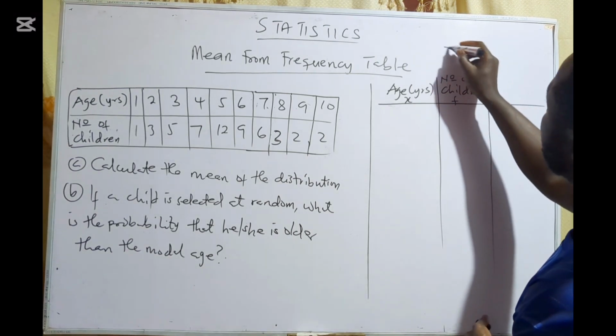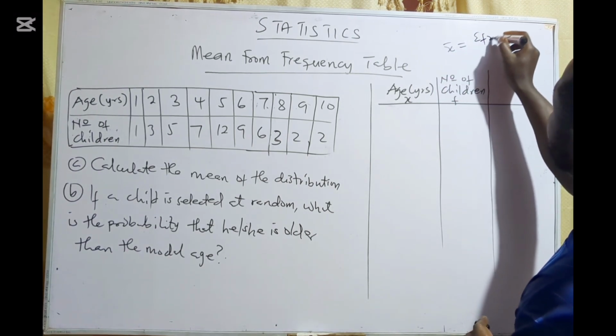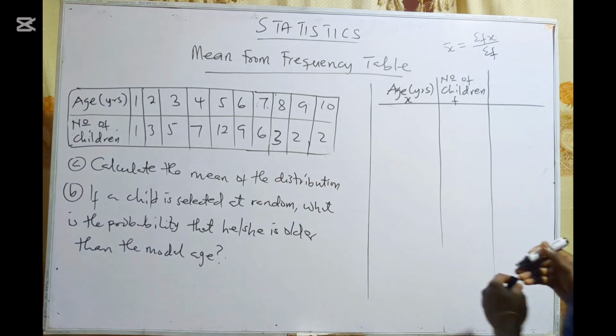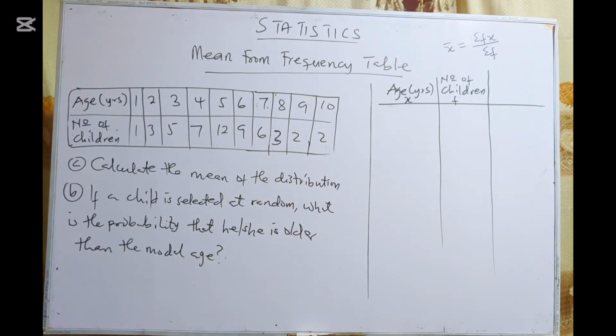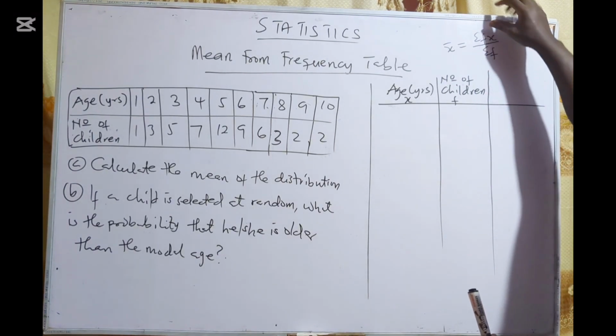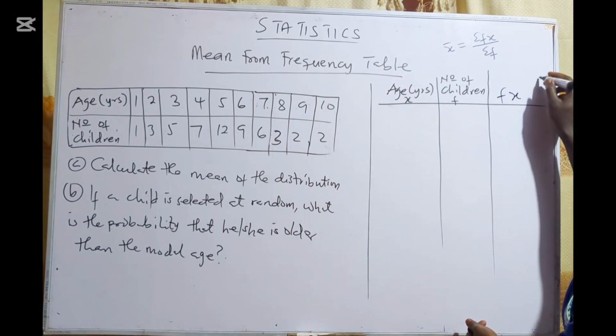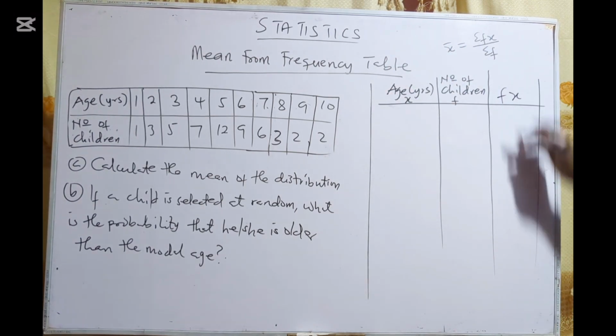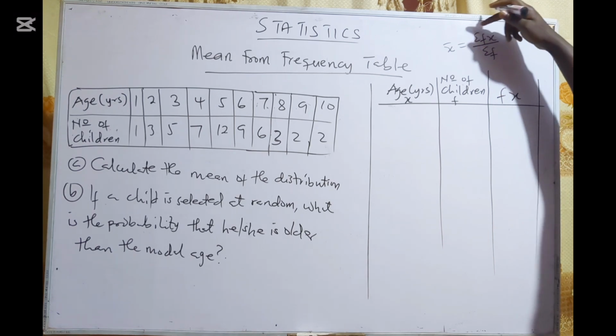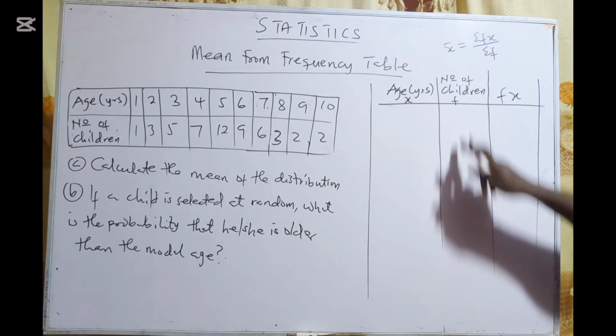So we know the formula is what? The mean is sigma fx over sigma f. Since we know this, we are going to multiply the frequency by the x. So we have fx here, so that we can sum all and get the sigma fx. So the summation of the fx will give us the summation of what?